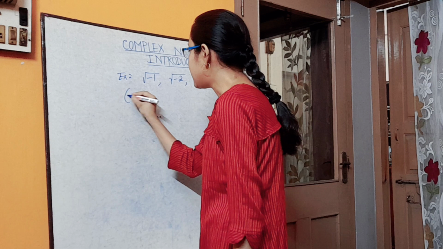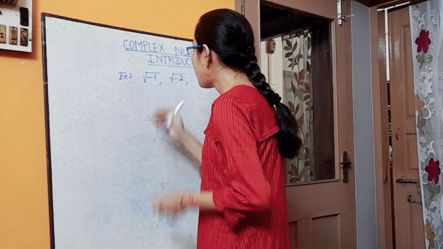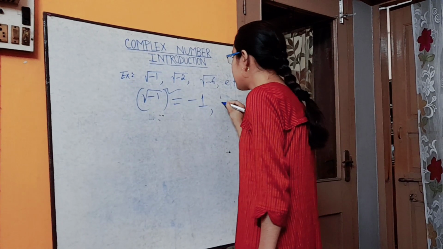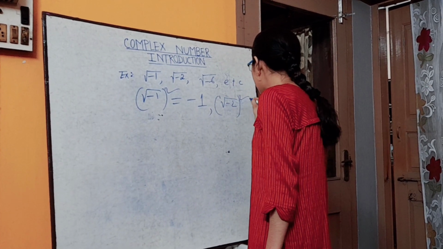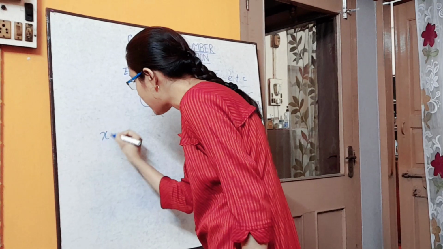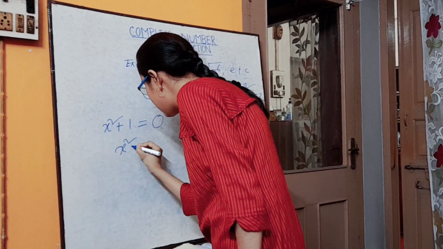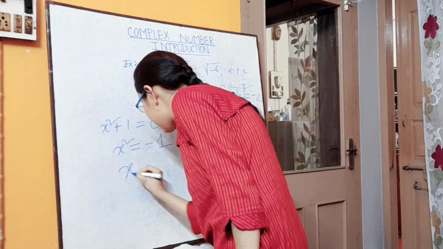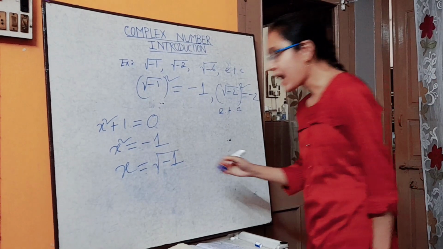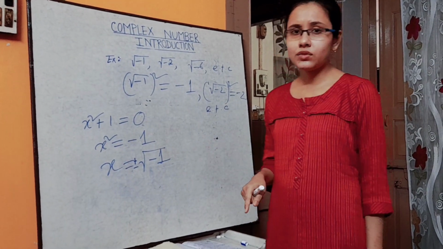The squares of these numbers are negative. So if we consider the quadratic equation x square plus 1 equals 0, then we cannot get any solution in real numbers. So we have to find some other kind of numbers which will satisfy this equation.